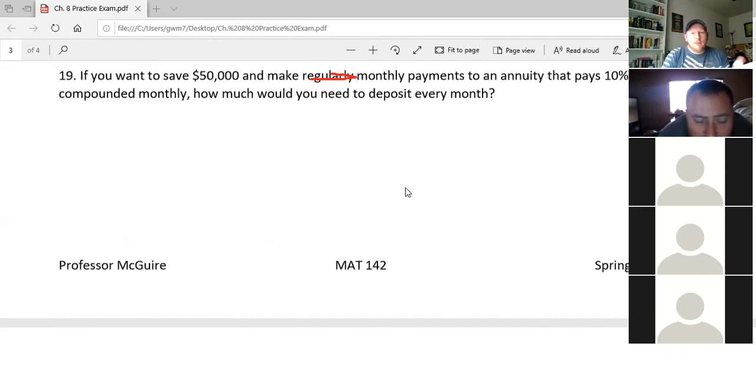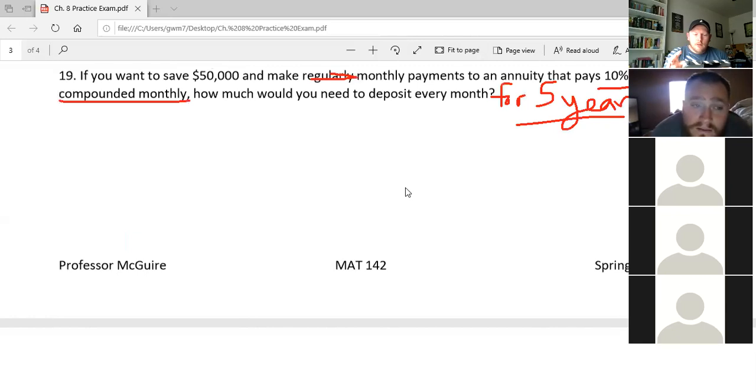But regardless, we're going to make monthly payments to an annuity that pays 10% compounded monthly. How much would you need to deposit every month for 5 years? So if we're doing this for 5 years, how much do we have to put in to get to 50,000? So this question is formula number 7 on your sheet.